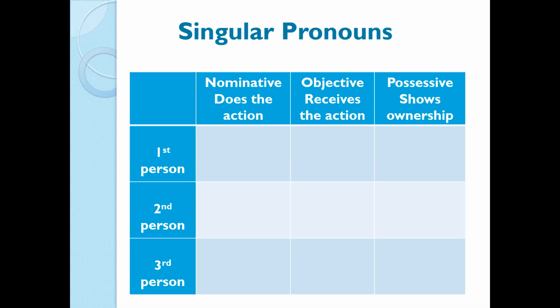So first person, that would be I. How do I receive action? Someone calls I? No, someone calls me. How do I show ownership? It's my car or the car is mine. Second person is you. You do something, someone does it to you. That one doesn't change. You own it, it is your car or the car is yours. You'll notice there are no apostrophes in possessive personal pronouns.